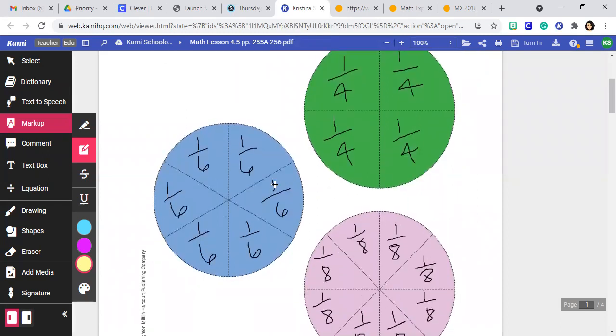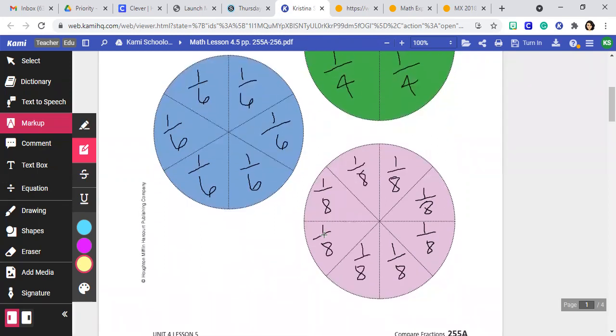I did the same thing for the blue circle. I first counted how many equal parts there were. 1, 2, 3, 4, 5, 6. So I knew my denominator was 6. And then I labeled each part with the unit fraction 1/6.